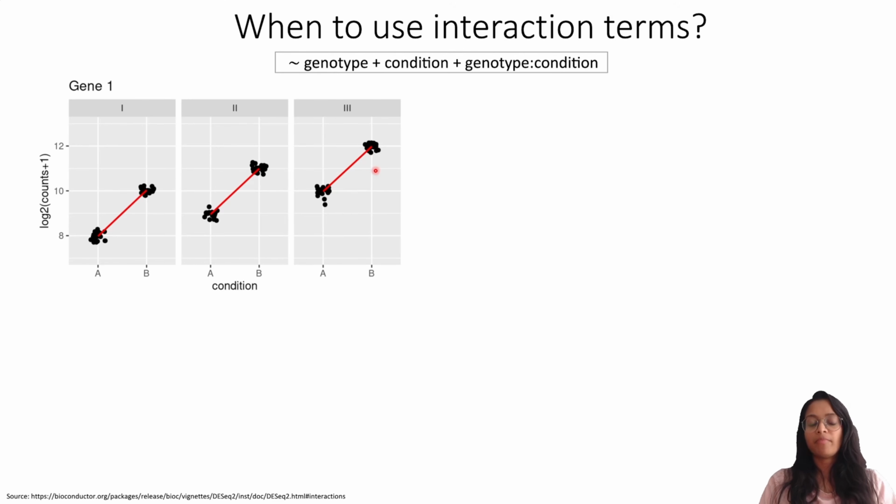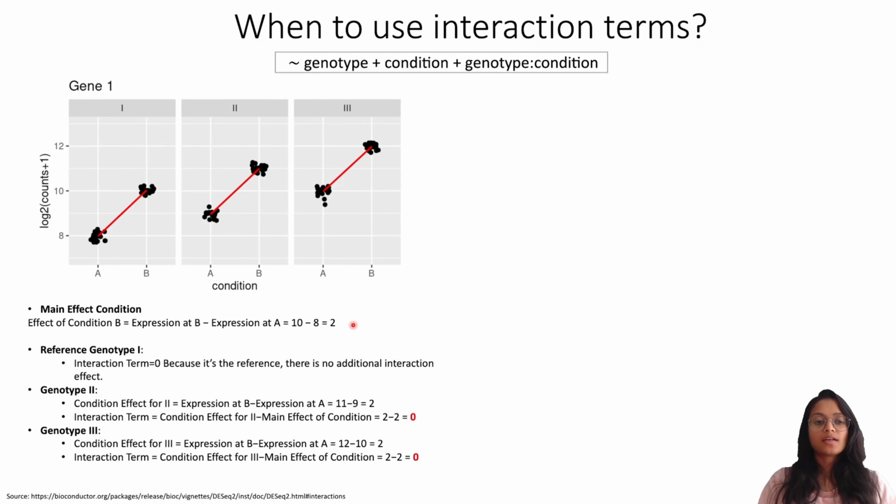So let us do the math and calculate the interaction terms for genotypes 2 and 3 to see if that holds true. In this case, the main effect of condition B would be the average expression at B minus the average expression at A. That is 10 minus 8, which is 2 at the reference level. So this is the main effect of condition. Now let's calculate the interaction term for each genotype. The interaction term for genotype 1 is going to be 0 because it's the reference and there is no additional interaction effect.